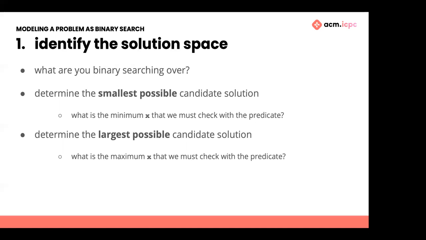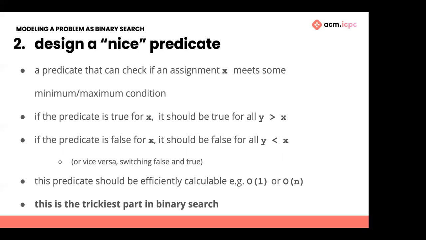Okay, so you basically want to find the minimum x and the maximum x that you want to check with the predicate. And the second step is designing that nice predicate. By nice, I mean that it satisfies this condition I'm going to get into, and that it's also efficiently calculable.